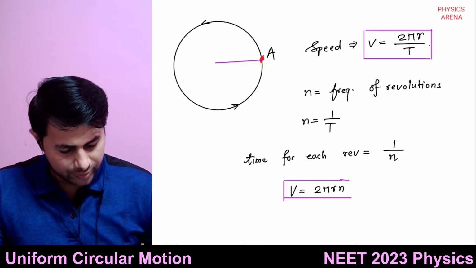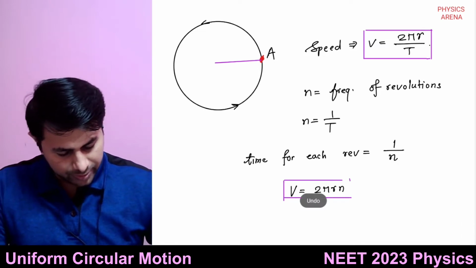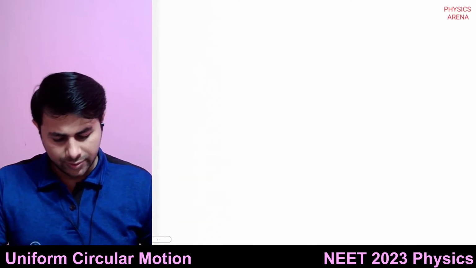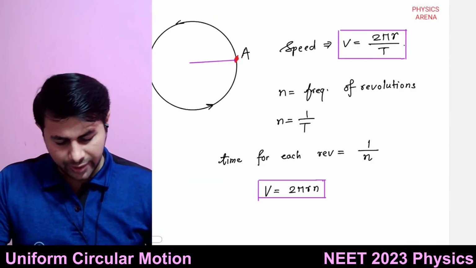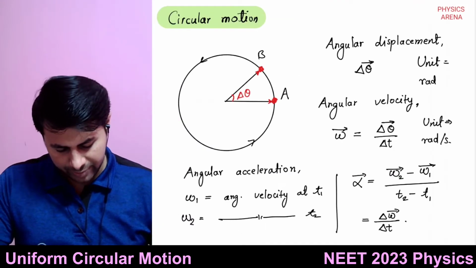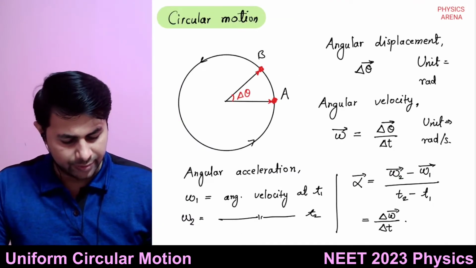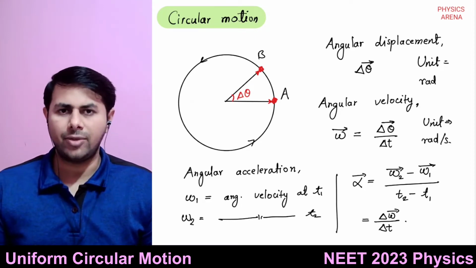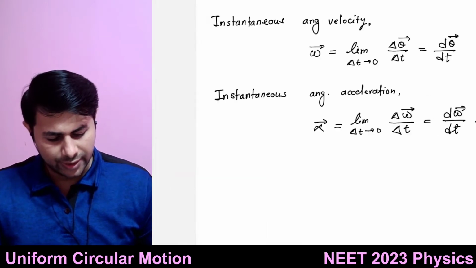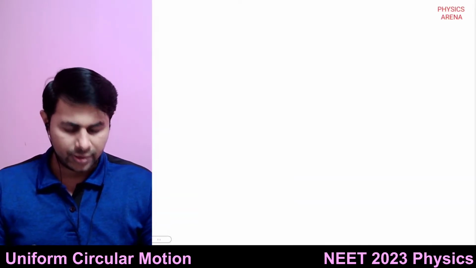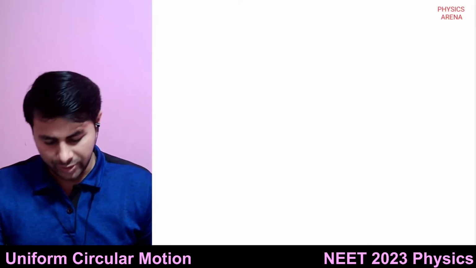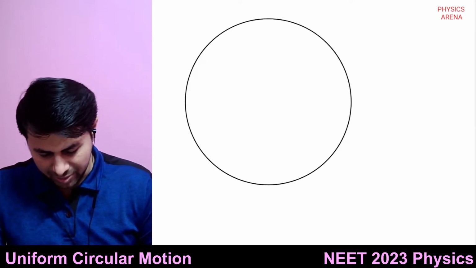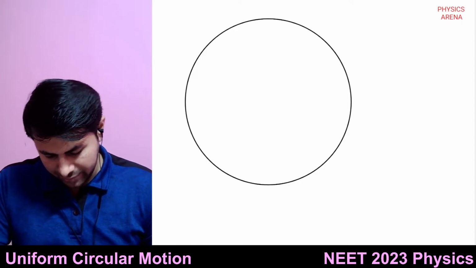This is another formula for the speed of a particle in circular motion. Now we have defined the angular displacement, delta theta, as the angle covered by a particle performing circular motion. So now there is a relation between the arc length and the angle. We know that relation.